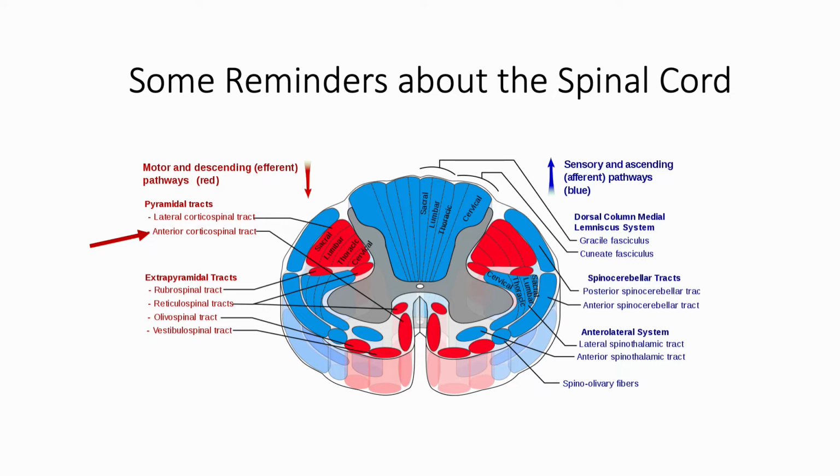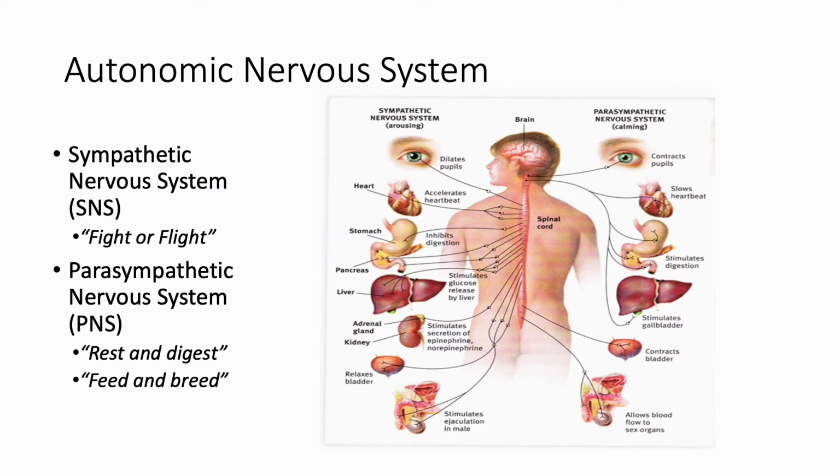Now, the tracks that go up to the brain or ascend, those afferent pathways are sensory tracks. And think of this as receiving information and sending it to the brain. We're sensing a signal. So an example of that would be the lateral spinothalamic tract, which helps us sense pain, temperature, and coarse touch.